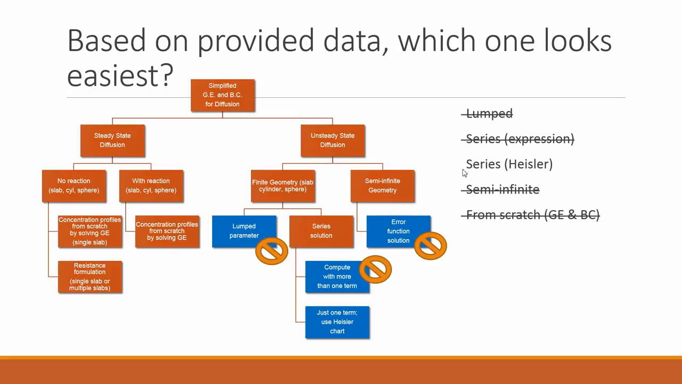Let's try to use the Heisler chart because it is an unsteady diffusion problem. Let me go over. So it's an unsteady diffusion problem where none of these other solutions work. So we can check Heisler chart, and it should probably work.